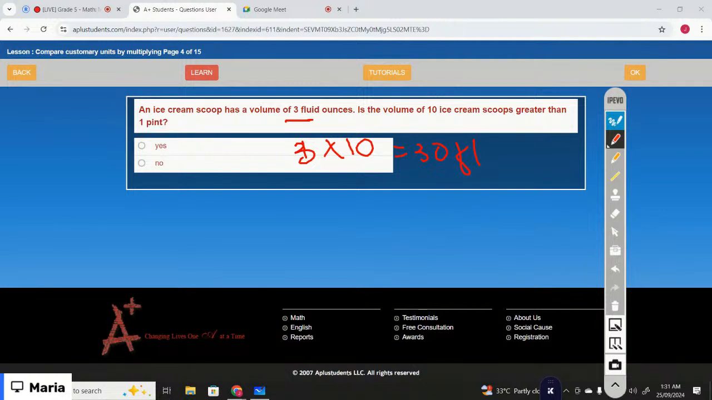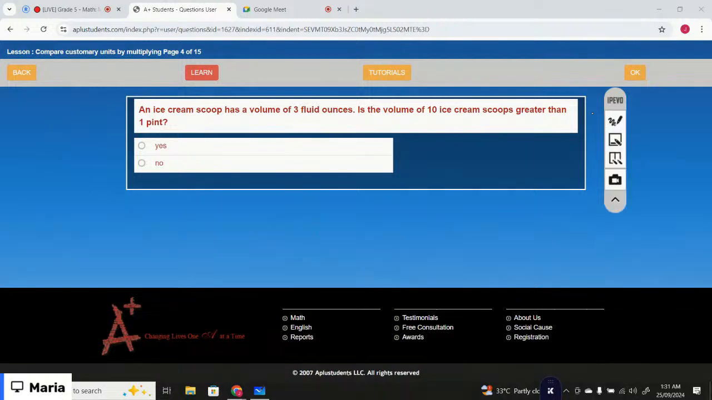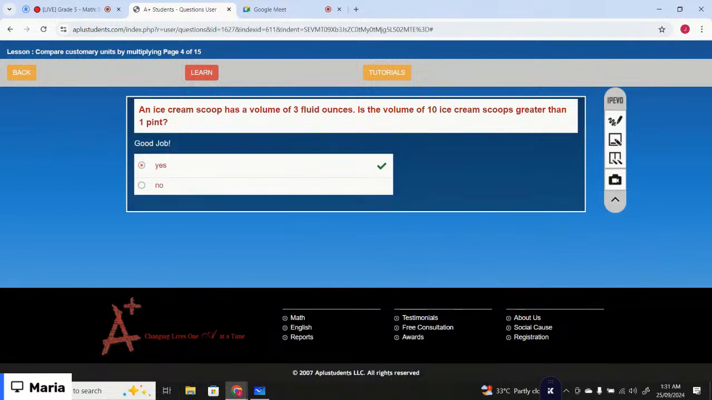1 pint equals 16 fluid ounces. So is the volume of 10 ice cream scoops greater than 1 pint? Yes, it is. Got it? The correct option is yes, because 30 fluid ounces is more than 16 fluid ounces. So the correct option is yes, it is. Option number 1 is the correct option. Got it?